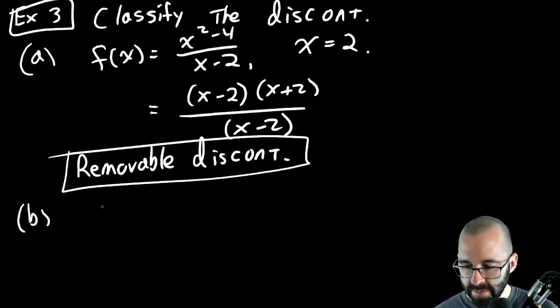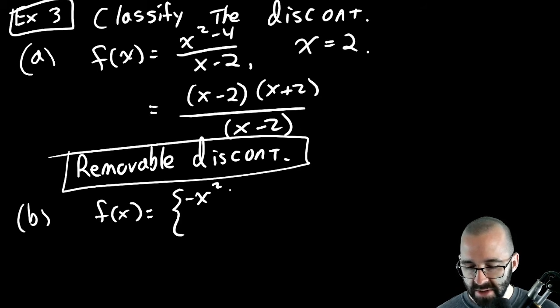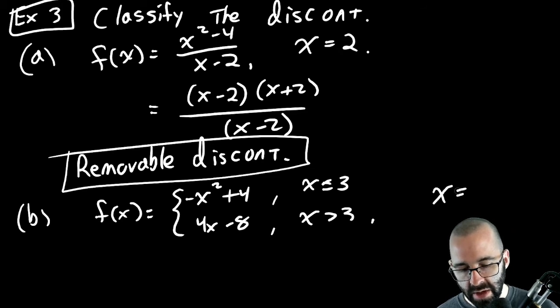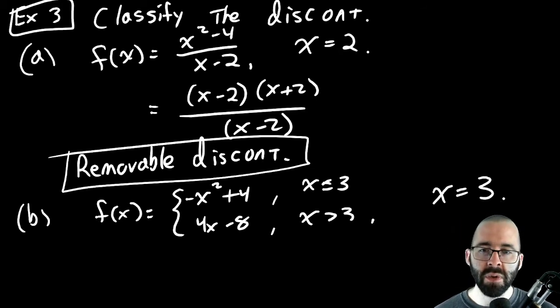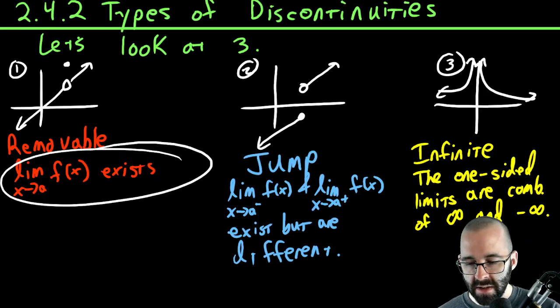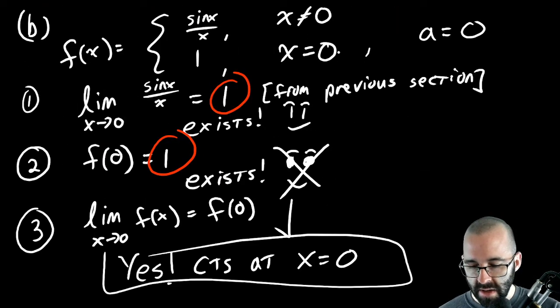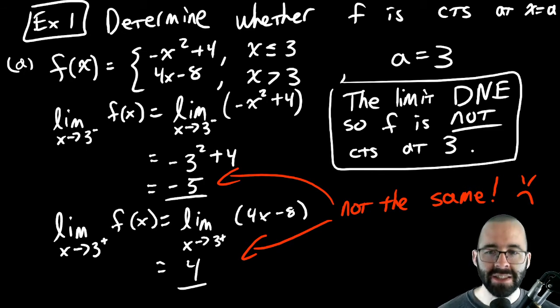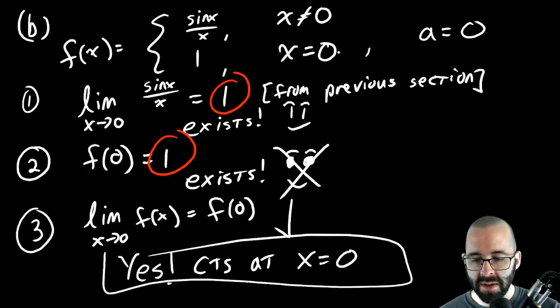Part B. f of x equals this piecewise function from before. Negative x squared plus 4 and 4x minus 8 when x is to the left of 3 and when x is to the right of 3. And we want to do it at this point. Well, again, we showed before that the one-sided limits existed. This was 1a. We showed that the one-sided limits existed, but they weren't the same.